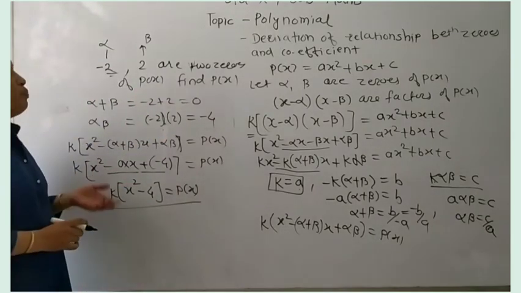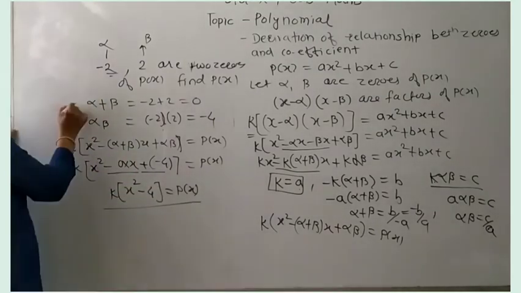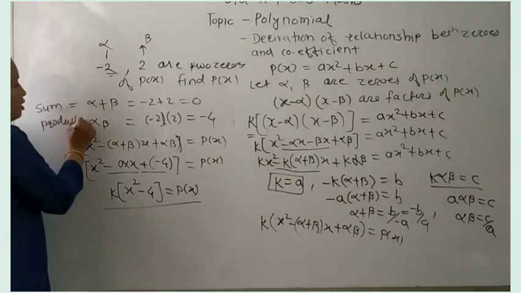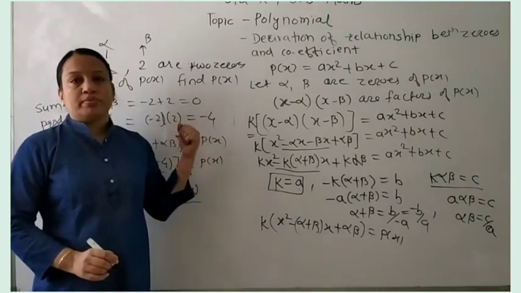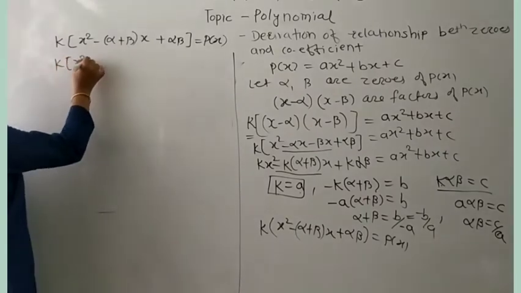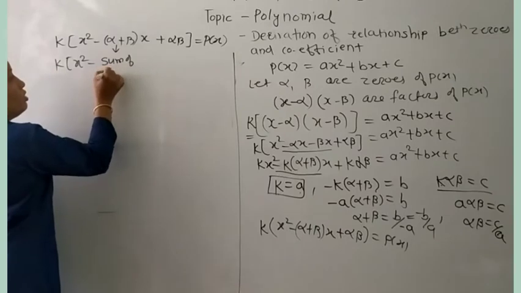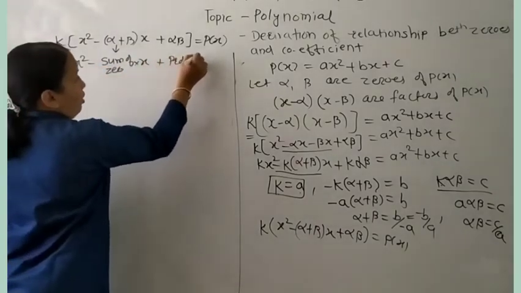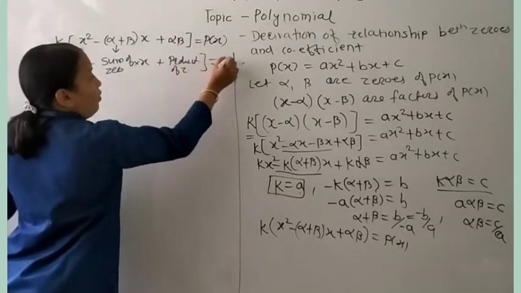Okay. If the product and sum is given, what to do? Now you know that this is the sum and product. You have sometimes given that directly product and sum is given. Let us see that example also. Now this is nothing but what? K into x square minus the sum of zeros into x, and this is the product of zeros is equal to p of x.